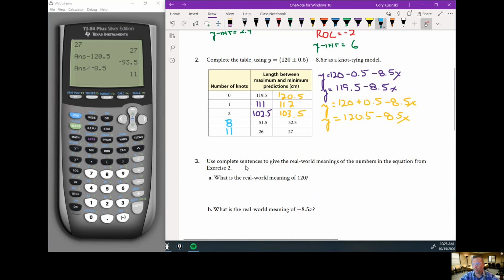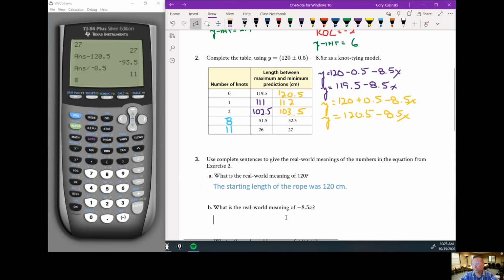I've kind of used this stuff in real world terms, but let's talk about it here. What is the real world meaning of that 120 right there? I would say probably that the starting length of the rope was 120 centimeters. Maybe not exactly, but around there.